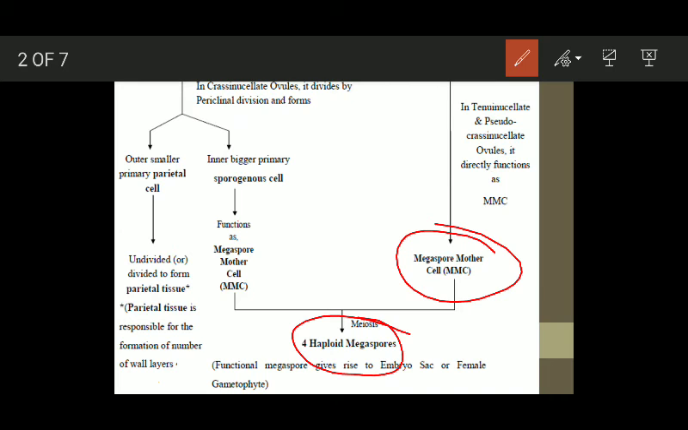So, in case of crassinucellate and tenuinucellate ovules, the only difference is that in crassinucellate ovules, the archesporium divides by periclinal wall and results in the formation of outer primary parietal cell and inner primary sporogenous cell. In case of tenuinucellate ovules, no such division takes place. Instead, it directly functions as megaspore mother cell.